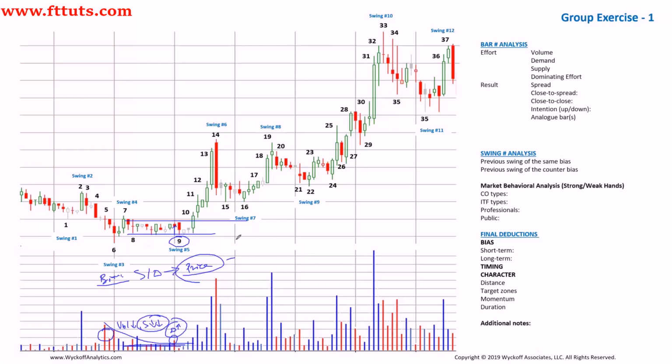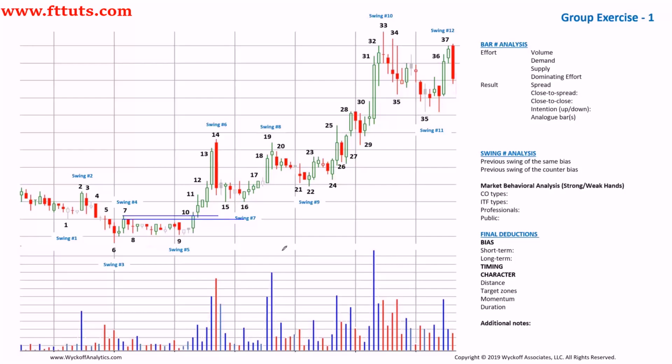Okay, that would give us a high probability suggestion for the bias. I would say that maybe bar number 10 would act as a full confirmation that we are done with the trading range, and that we are most probabilistically going up from this point. What is it about bar number 10 that could give us that type of confidence that we are going to be in the upswing?